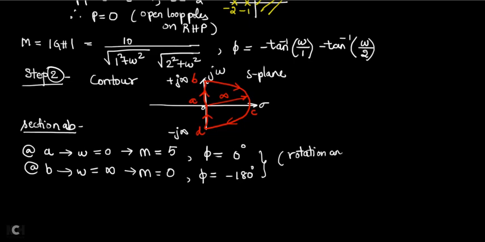Now from this you have to find out the rotation angle. The rotation angle is always calculated as final angle minus initial angle. Which is the final angle? Point B. The initial angle is point A. So from minus 180 degree minus 0, final angle minus initial angle, you get minus 180 degree. This minus indicates that you have to draw the Nyquist plot circle in clockwise direction.